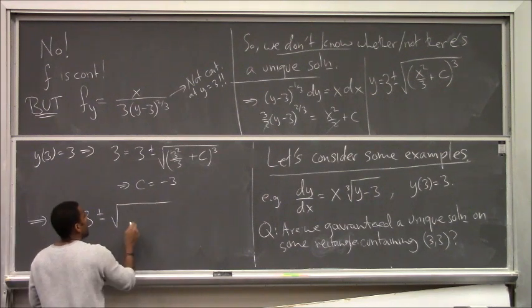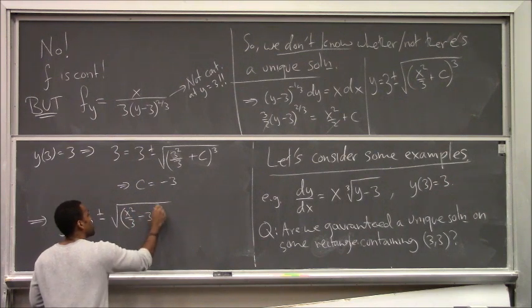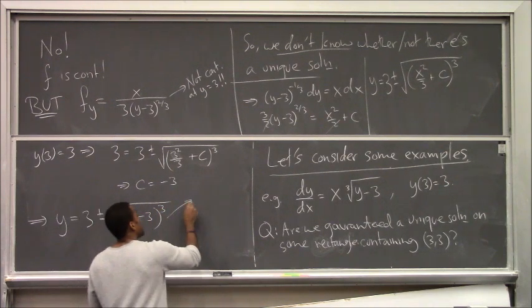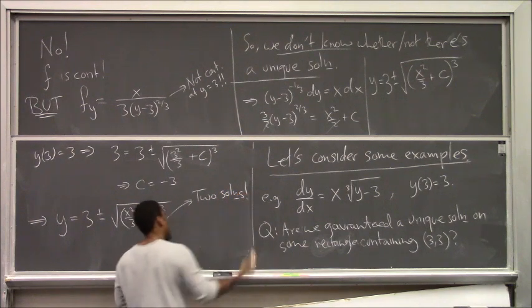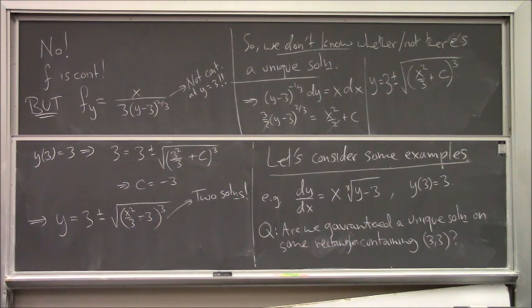So I would have x squared over 3 minus 3 cubed. And this here is 2 solutions. So we don't have a unique solution in this situation. Both of those functions actually solve this differential equation, whether I take the plus or the minus.